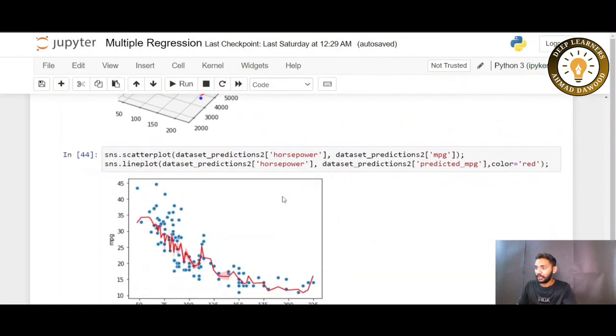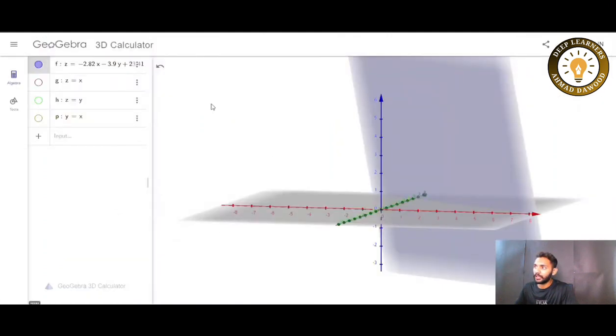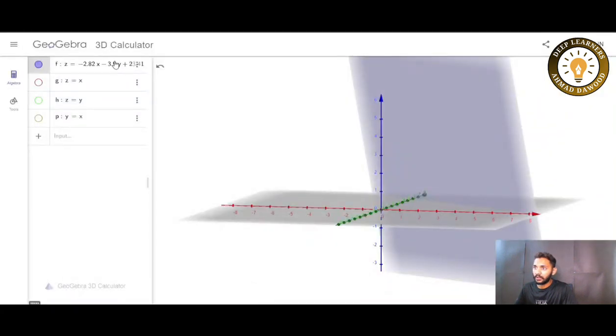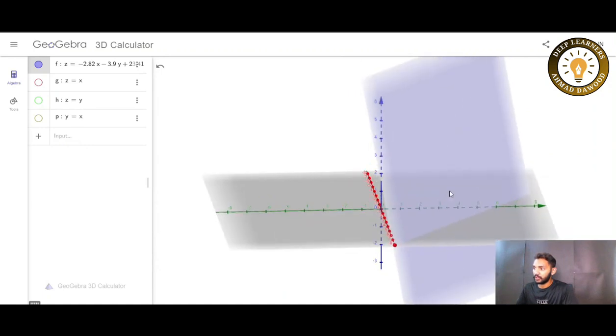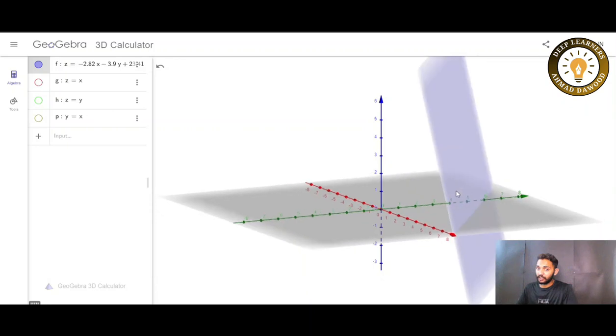Before going further, I will show you the 3D calculator. Here I have plotted this model using the same equation that we have seen: minus 2.83 into horsepower, minus 3.9 into weight, plus 23.41. I have used the same equation here, and I have gotten this plot in the three-dimensional space. You can see that your model is like that.